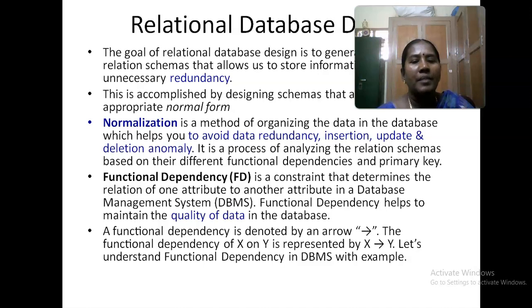Normalization is a method of organizing data in the database which helps to avoid data redundancy and insertion, updation, and deletion anomalies. It's a process of analyzing the relation schema based on the different functional dependencies and the primary keys. So what do we mean by functional dependency? It is a constraint that determines the relationship of one attribute to another attribute in the database management system. Functional dependency helps to maintain the quality of data in the database.